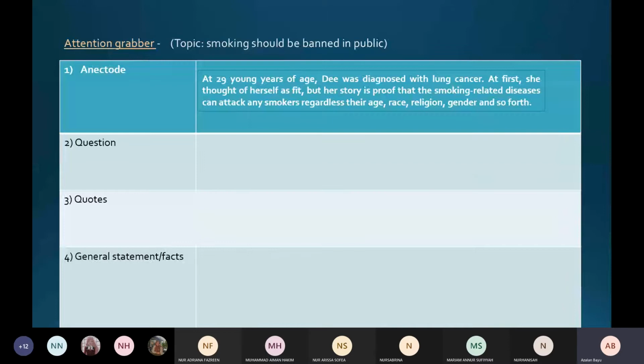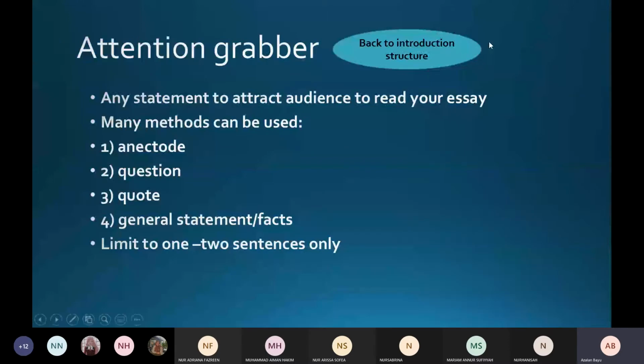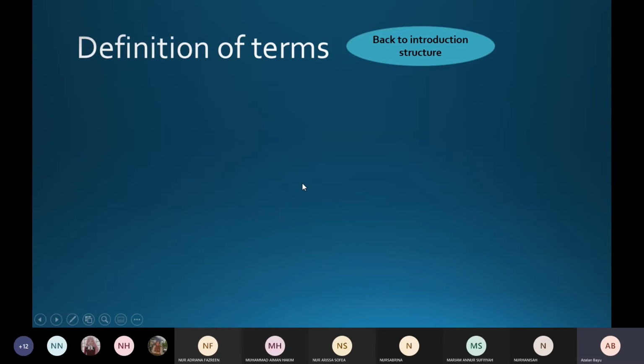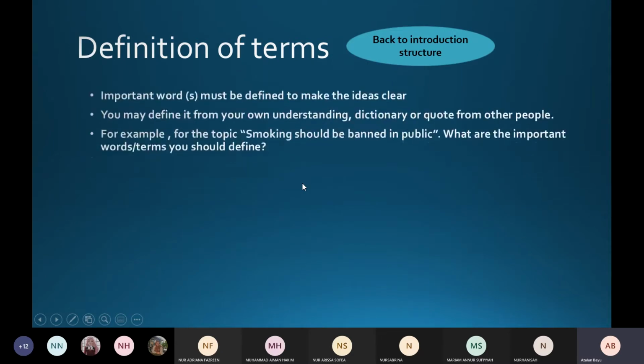Lepas daripada attention grabber, kita ada definition of term. Key definition of term. Maksud selepas you tulis attention grabber, sama ada you buat anecdote ke question ke quote ke ataupun fact, you kena tulis what we call definition of term. Mean you have to define the important word yang you rasa mungkin reader tak familiar. Alright, you may define it from your own understanding ataupun you cari dari dictionary ataupun quote from other people.